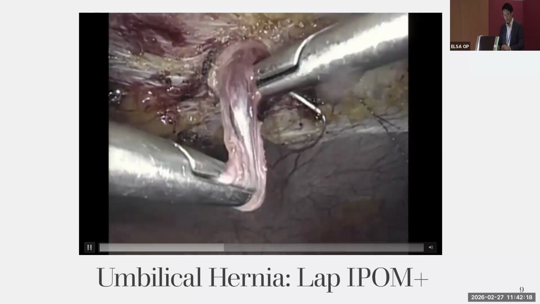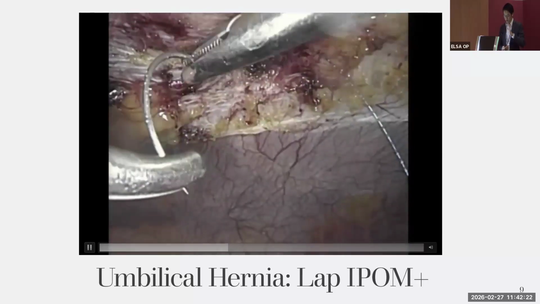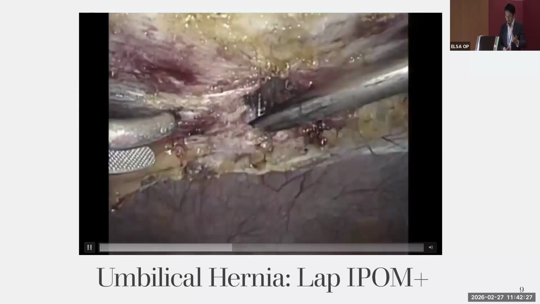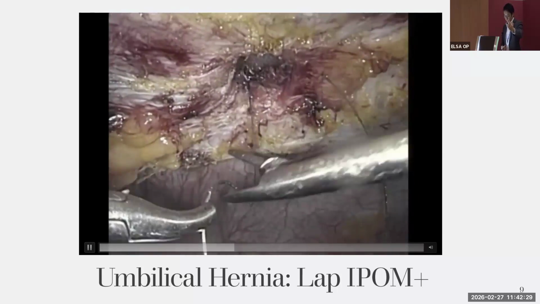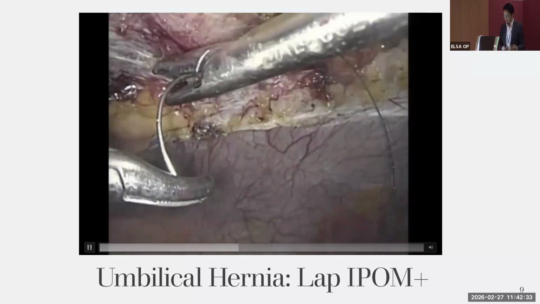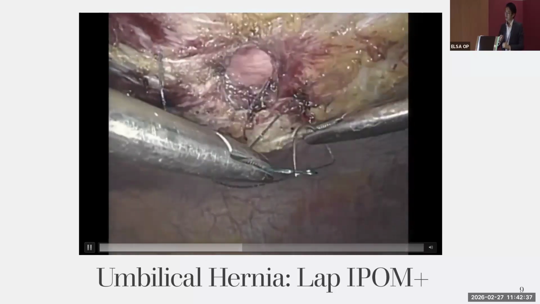Okay, so you see this part I'm actually catching the hernia sac from the inside. So I get an instrument in to pinch onto the hernia sac, the apex or the fundus of the hernia sac, pull it down, and during my intracorporeal stitching, I just take a few bites of it.